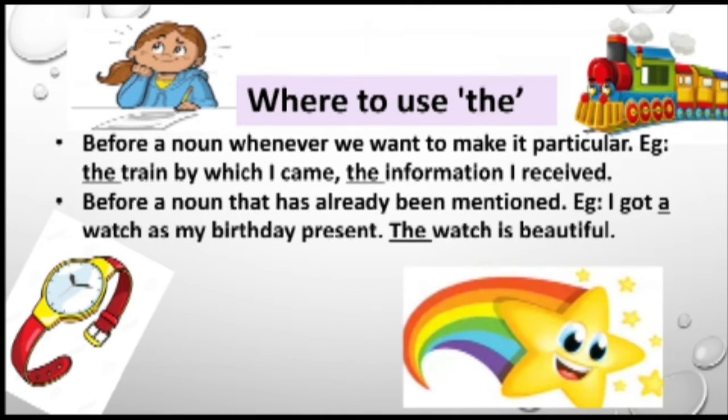Second, before a noun that has already been mentioned. For example, I got a watch as my birthday present. The watch is beautiful. You can see in this sentence, when I am talking about a watch for the first time, we are using a with it. But in the second sentence, when the watch is repeated, we use the with it.